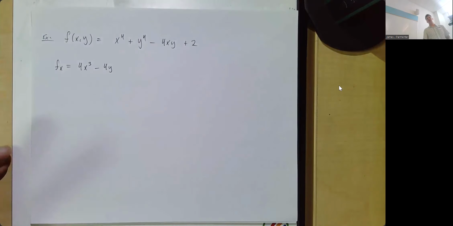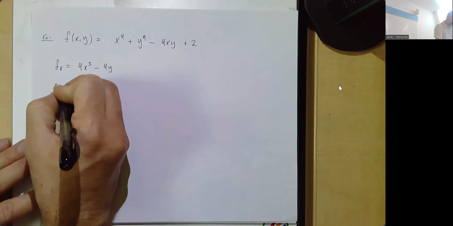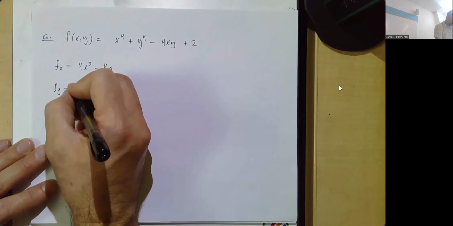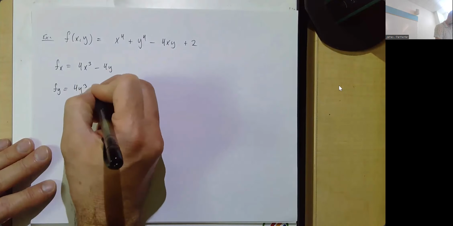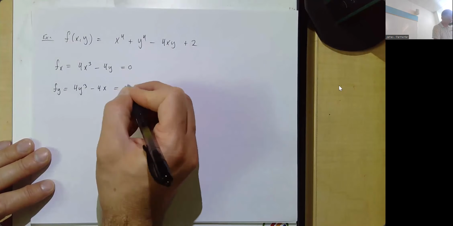I suppose if you were doing this kind of problem, you could start off by finding all the partials, including the second partials if you really wanted to. I don't usually do it that way, but that doesn't mean you couldn't. And then the partial with respect to y is going to be 4y cubed minus 4x. Set those both equal to 0.